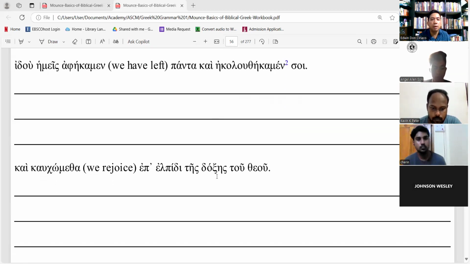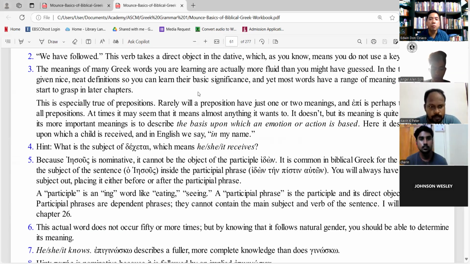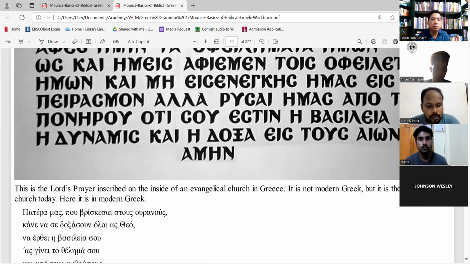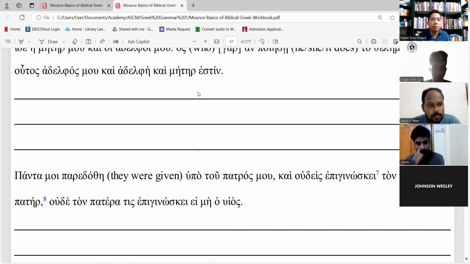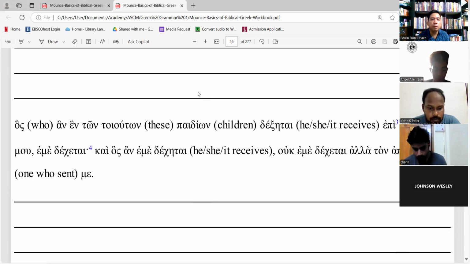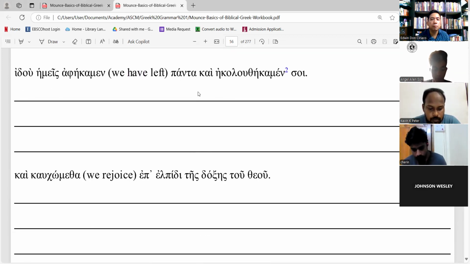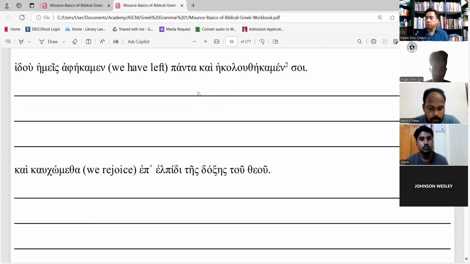Next, Cherin. So before you go on, there is a footnote, okay? The footnote says we have followed. Okay, so let's go back. So you have the idea of the word being used. Okay, translate. Of course, read the Greek and then translate.